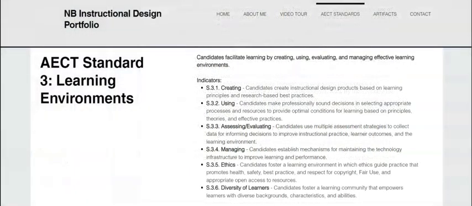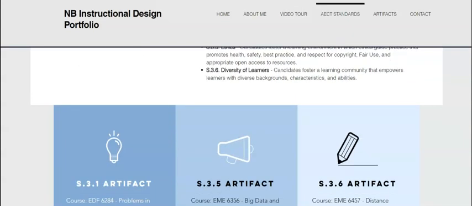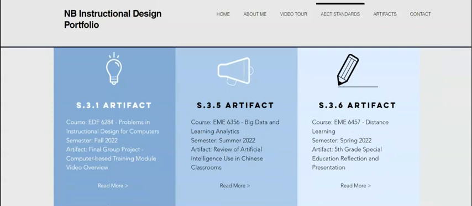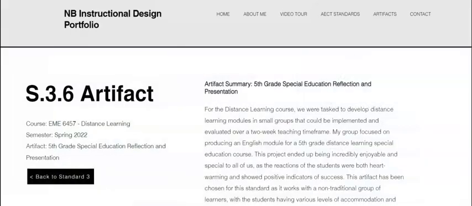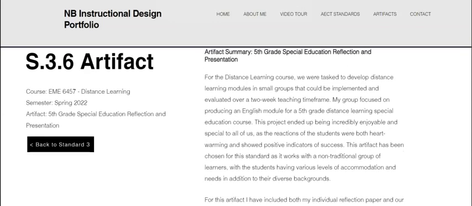For Standard 3, Addressing Learning Environments, I'll be sharing my artifact for Substandard 3.6, Diversity of Learners. Candidates foster a learning community that empowers learning with diverse backgrounds, characteristics, and abilities. The selected artifact for this substandard is my individual reflection and group presentation for our distance learning final project, in which we were tasked to create and develop a distance learning module in a small group that could be implemented and evaluated over a 2-week teaching timeframe.